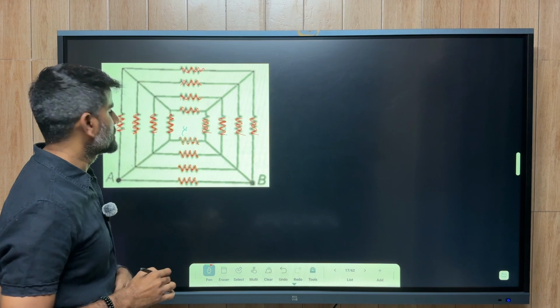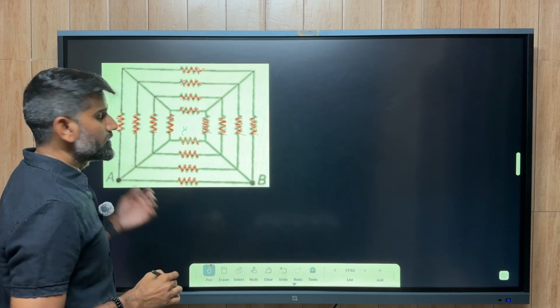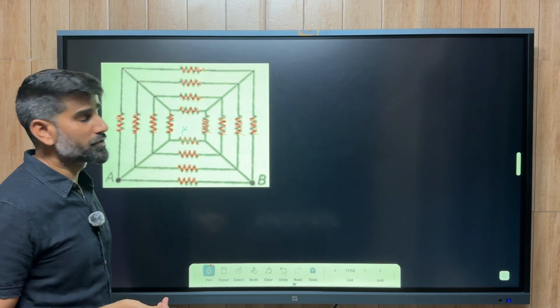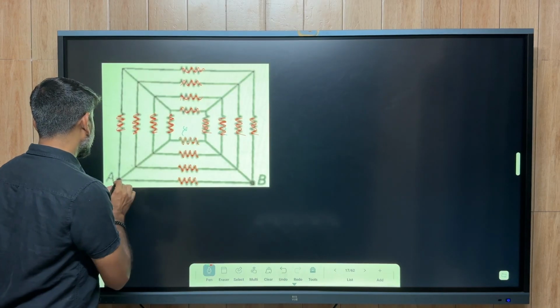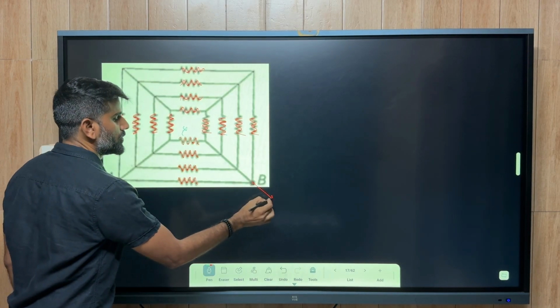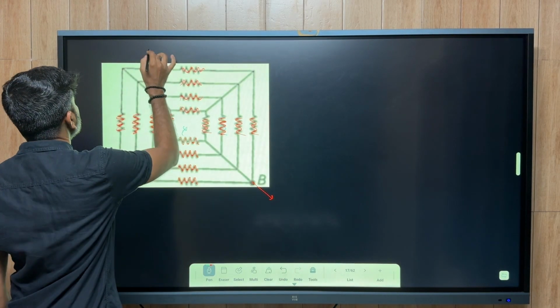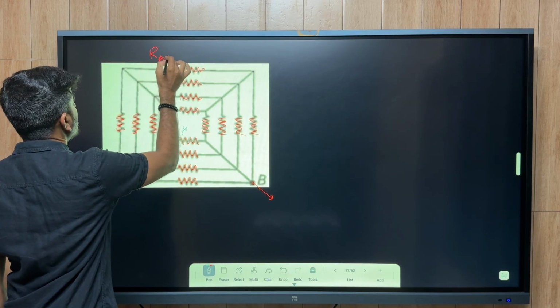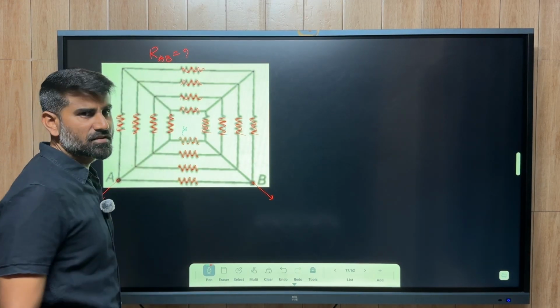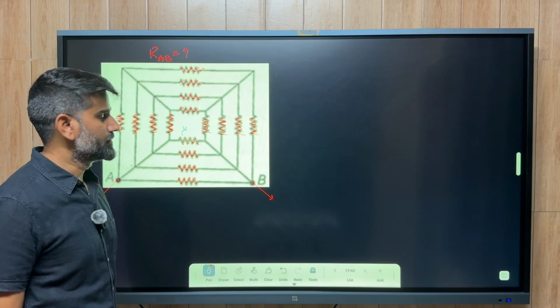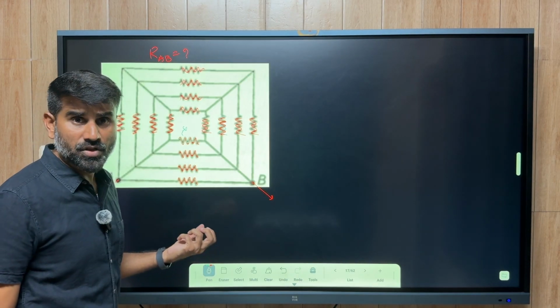These are the resistors that are connected in the circuit, which are many, of course, but we are asked to find the equivalent resistance between A and B. Equivalent resistance between A and B is how much? This is the question that has been asked. Now, again we will follow the same steps.